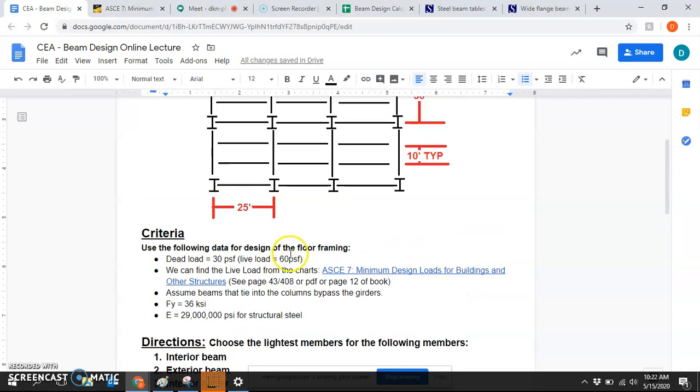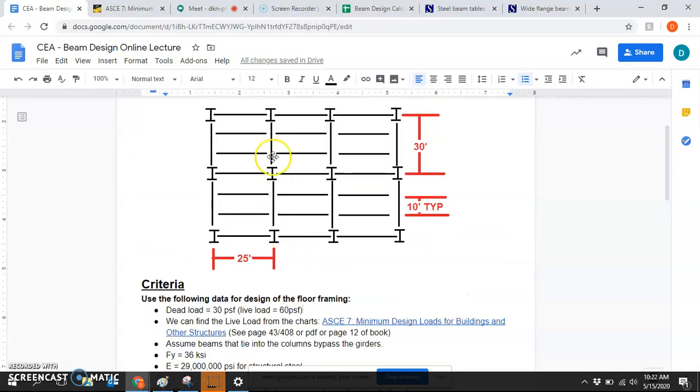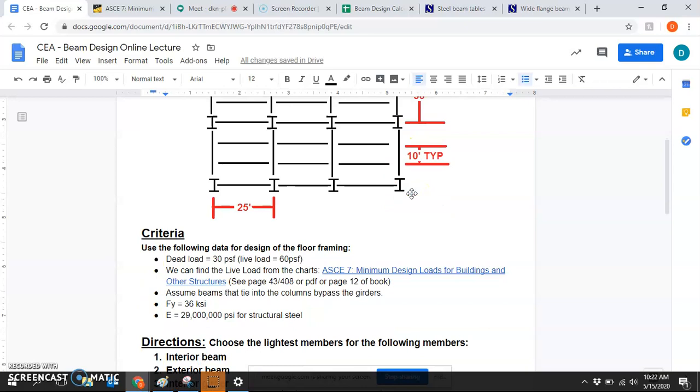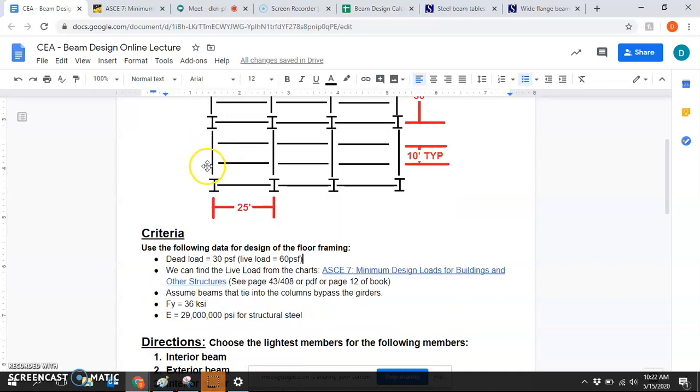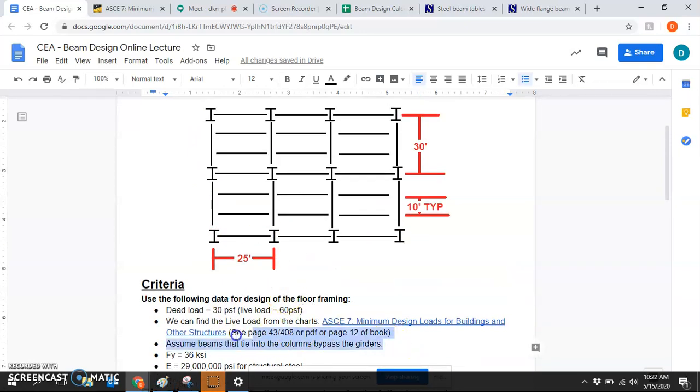Now we're going to look at girders. So an interior girder is going to be one of these 4 right here. The exterior girders will be these 4 over here. So let's do an interior. We'll do an exterior first. They're slightly easier. So we say that beams that tie into columns bypass the girders.